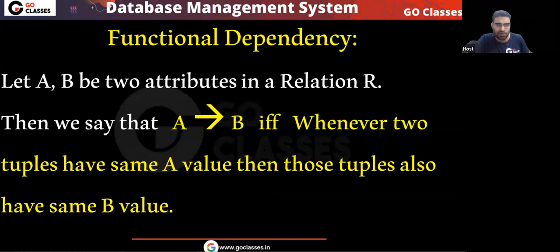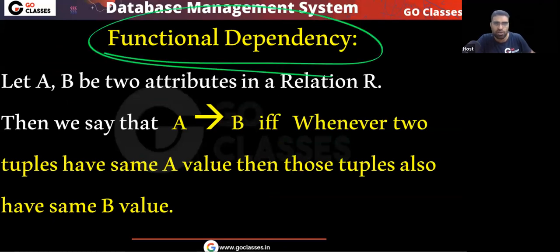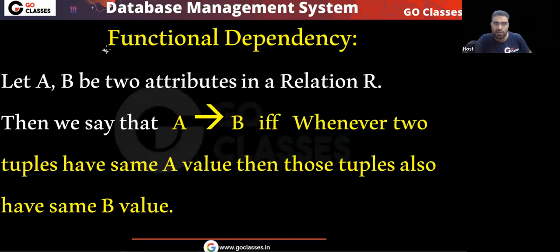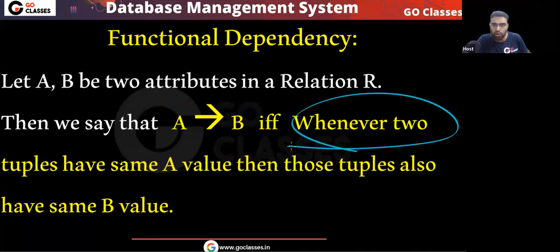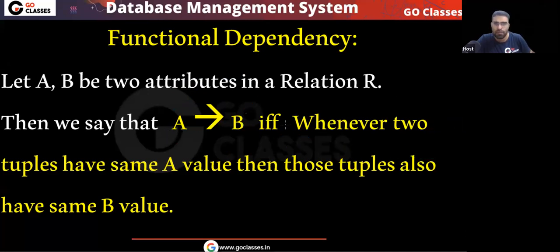Now, let me tell you the definition of functional dependency. You already understood what this means. If A, B are attributes in a relation R, then when can we say A determines B? A determines B if and only if whenever two tuples have the same A value, then those two tuples must have the same B value. Read this definition.